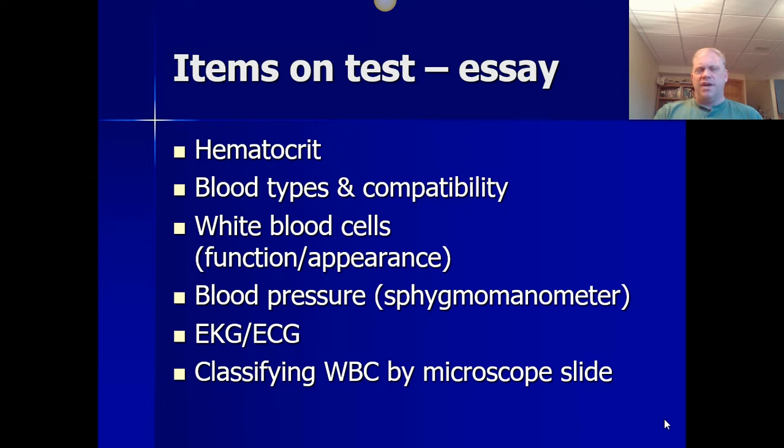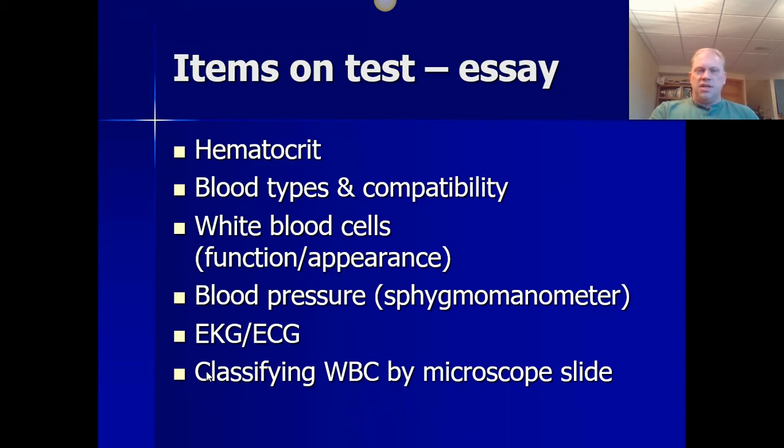I don't know if I'd call them true essays. A lot of it's going to be just listing. You can notice that there are 6 things here, but this last item is the lab practical portion. You're going to be looking at some white blood cells, and you're going to be identifying them just by sight. We'll be doing this in lab, so you get some practice with it.